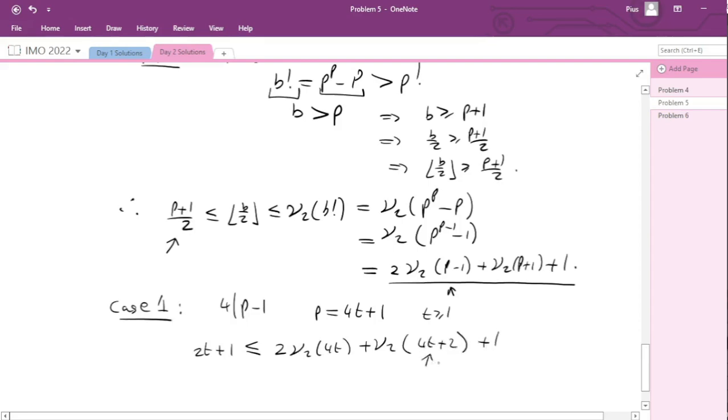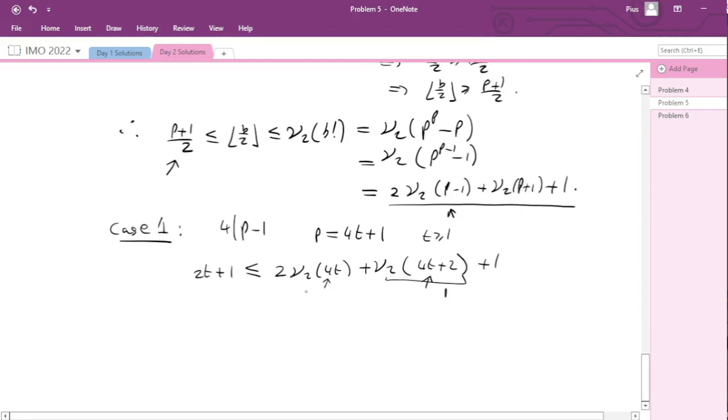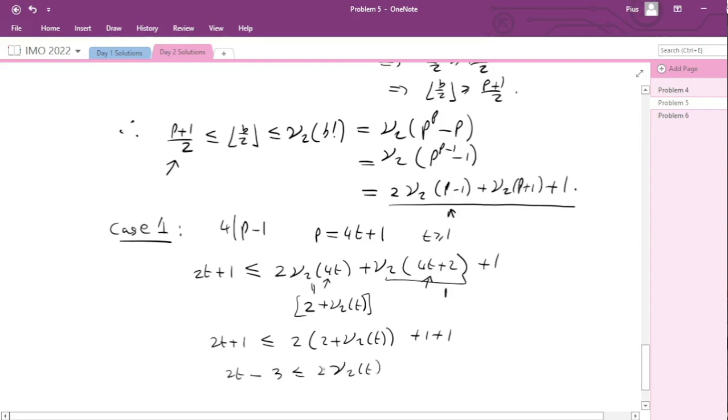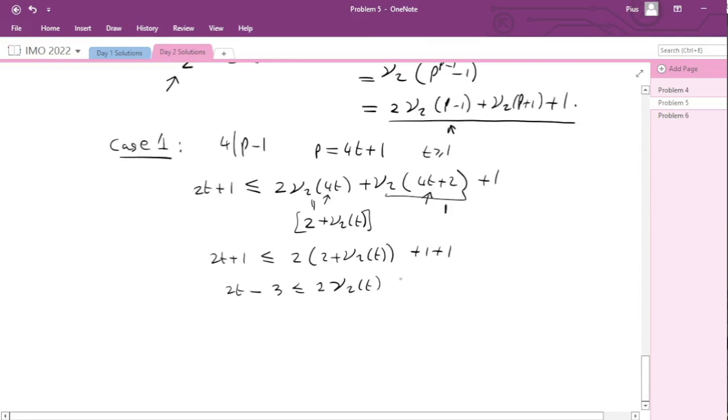So here we see that 2 divides this number, but 4 doesn't. So for this power here, we can get at most 1 factor of 2 from here. Here, 4 divides this, so we can pull out that to get 2 factors of 2 plus whatever is left in T. Okay, so doing that, we see that we get this inequality 2, 2, B over 2 plus 1 plus 1. And if we simplify this further, we'll see that 2T minus 3 is less than 2 times this. Now mind you, they are all positive integers, at least non-negative integers.